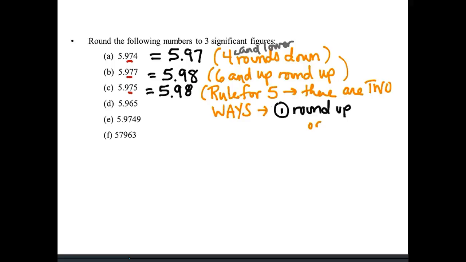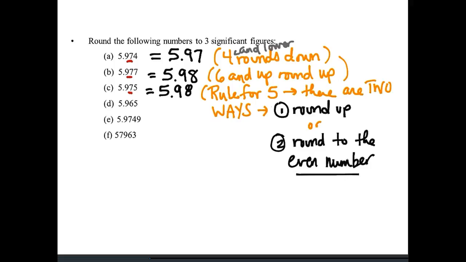Now that doesn't tend to be a problem unless you have unusual data sets, but there is a second rule for 5, which states that you always round to whatever the even number is. And so if you always round to the even number, then that means that you're going to round up about half the time and you'll round down about half the time. That way you don't skew your data. And so in this case, if we're rounding to the even number, either way we get 5.98, right?